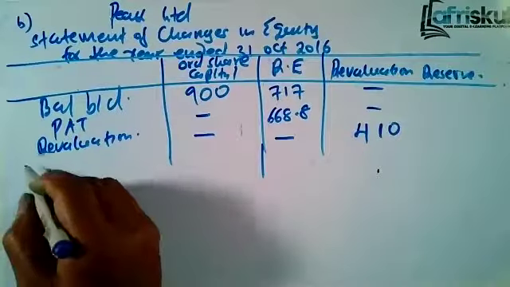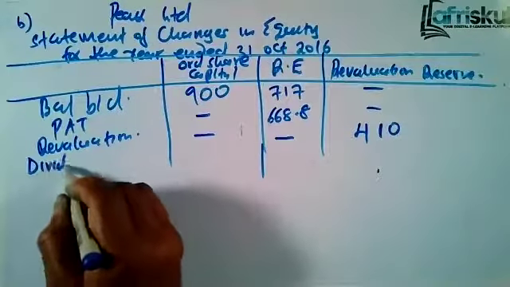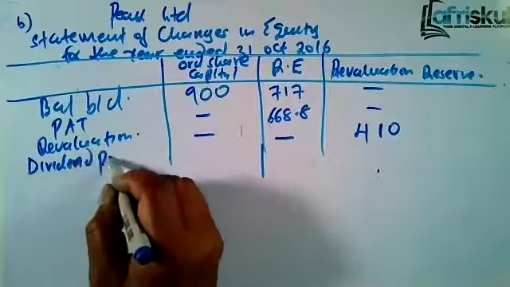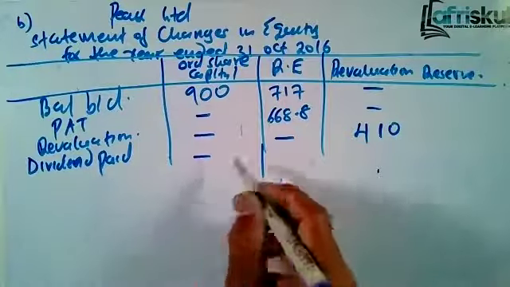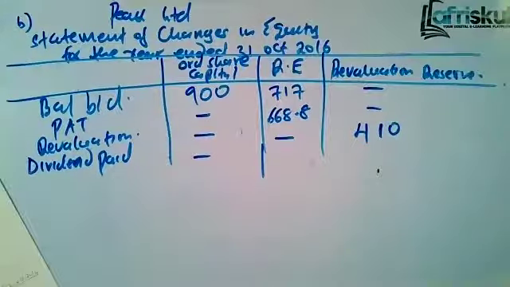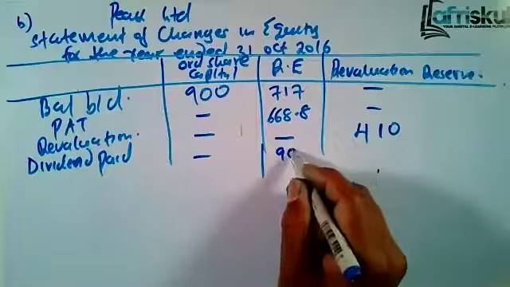Then from the trial balance, I can see we paid dividend. Remember, we usually pay dividend out of the retained earnings, from the profits. So let's go to the trial balance and look for the amount of dividend paid. Dividend paid, I can see it was 90. You deduct that.